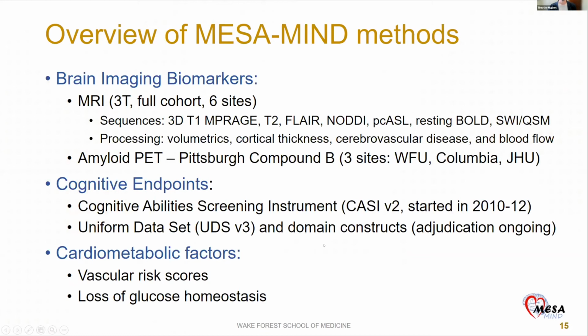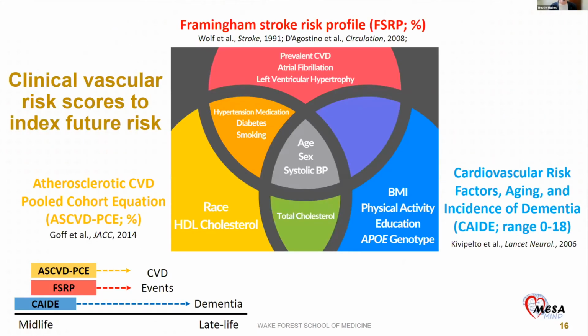So I'll show you a little bit of data on how vascular factors such as vascular risk scores and glucose variability over time are relating to cognitive decline and brain structure in this diverse cohort. So one of the reasons to look at vascular risk scores, to start there, is that these are clinically meaningful and easy to measure risk scores that allow us to understand the risk for developing both cardiovascular events and also the vascular contributions to dementia later in life.